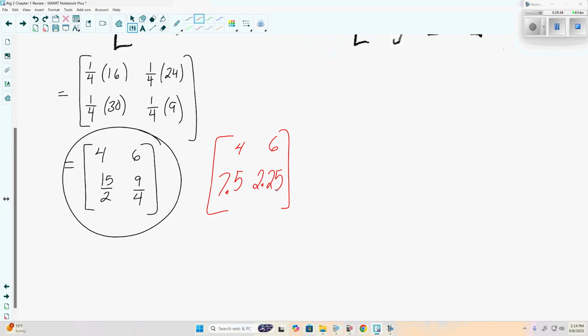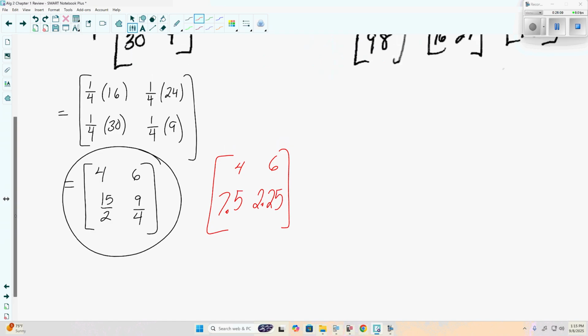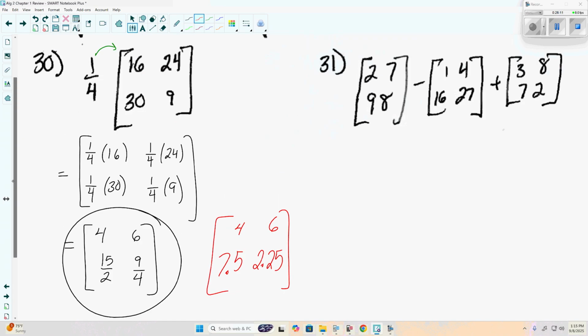If you want to write this one as a decimal, 15/2 would be 7.5, 9/4 is 2.25. That would be the same answer. I would prefer fractions. If we start getting repeated decimals, we're starting to have to approximate. Let's leave them as fractions. Questions on 32?